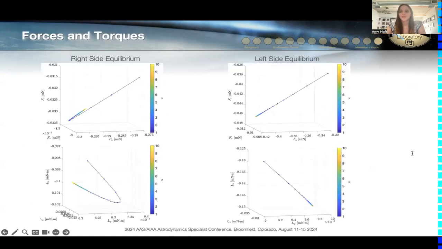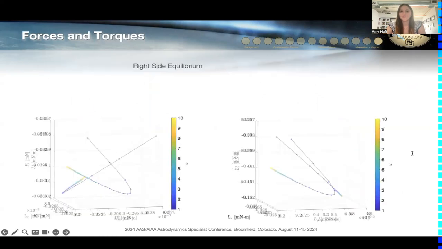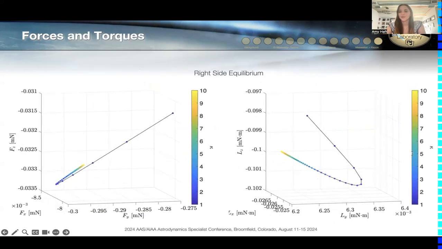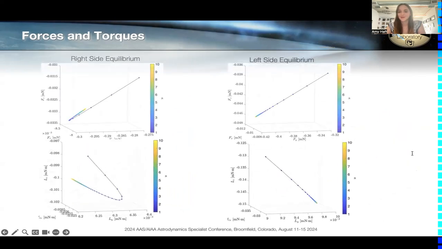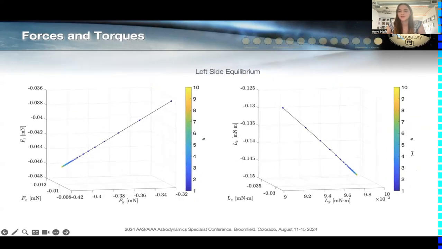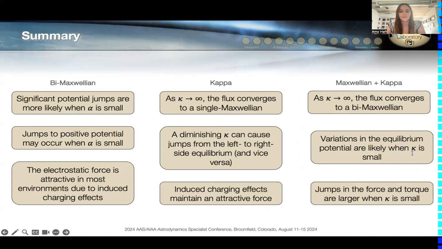Again, we'll look at the forces and torques for both the right and left side equilibrium. For the right side equilibrium, notice how the force in the y direction increases as kappa increases and then decreases as the force converges. This is likely related to the electric field of the servicer, but I'm not really sure. Again, the left side equilibria are not as exciting. But you can see how the force converges as kappa increases.